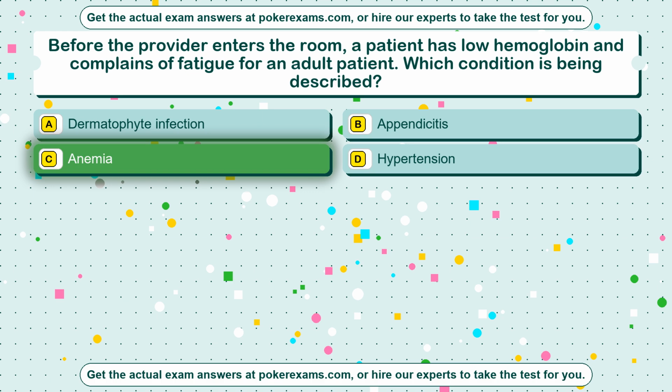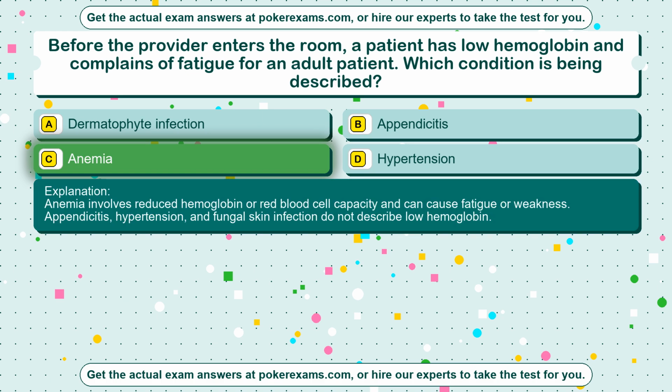Anemia. Anemia involves reduced hemoglobin or red blood cell capacity and can cause fatigue or weakness. Appendicitis, hypertension, and fungal skin infection do not describe low hemoglobin.